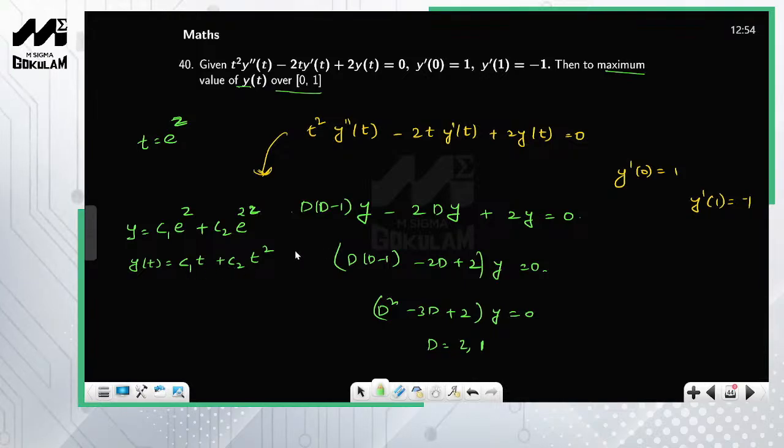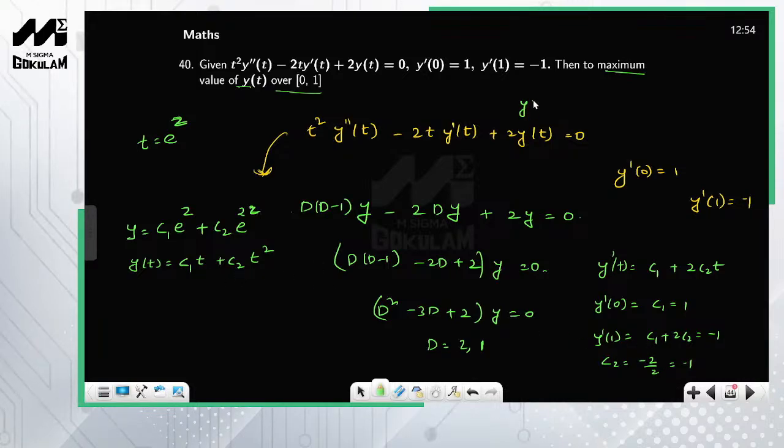In order to find the values of c1 and c2, they have supplied extra information, that is derivative of y of t at t is equal to 0 is 1. Okay, so differentiate this. So y dash of t is equal to c1 plus 2c2 into t. So y dash of 0 is equal to c1, so this is equal to 1, okay, because t is equal to 0. Now y dash of 1 is equal to c1 plus 2c2 is equal to minus 1, okay. So c2 is equal to minus 2 by 2, which is equal to minus 1, right?